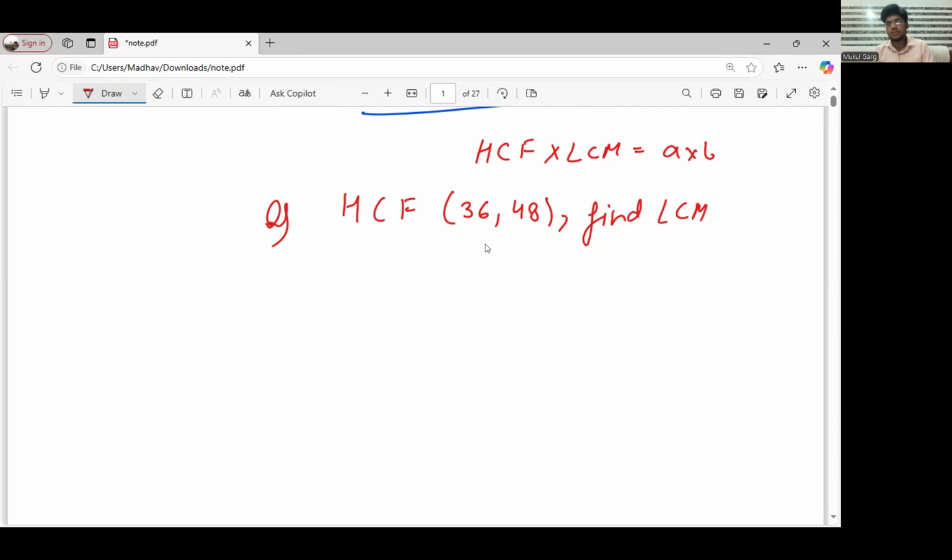See, if HCF is given to you, like 12 is given here, it's a very simple question. You just need to use the relation: HCF into LCM equals the product of the two numbers. We'll do one more question related to it.